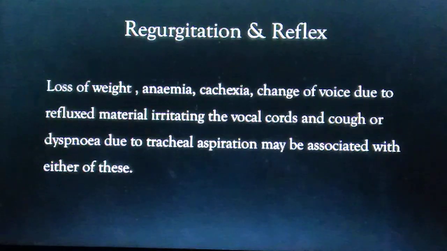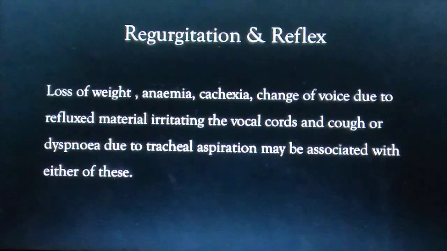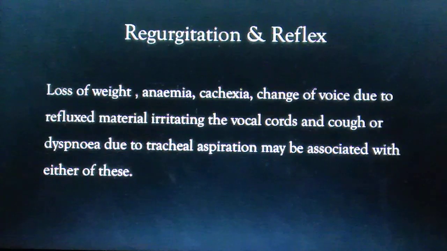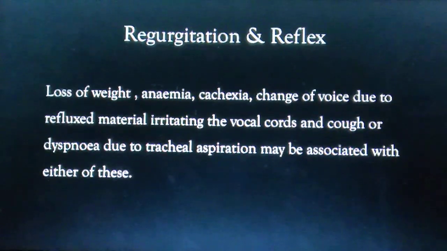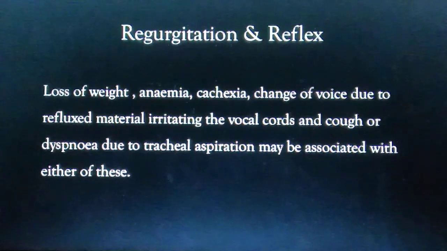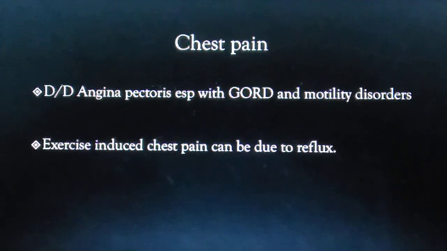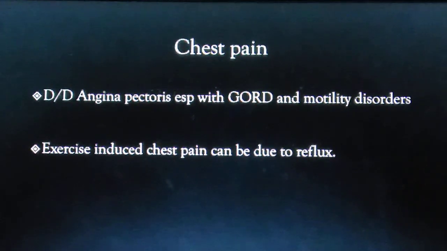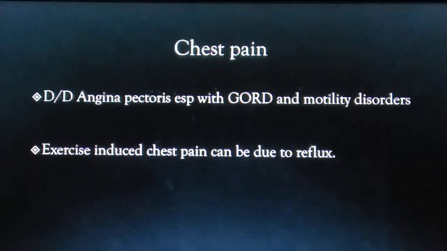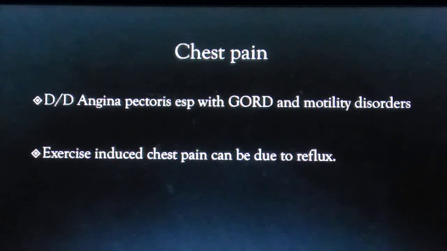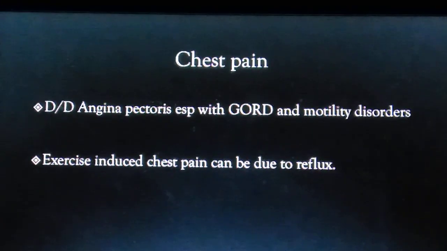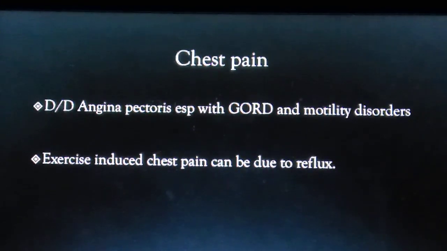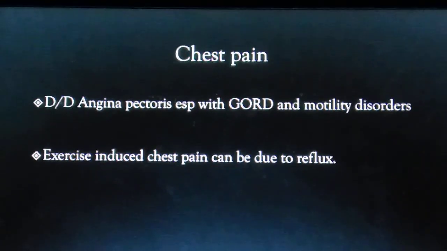Loss of weight, anemia, cachexia, change of voice due to refluxed material irritating the vocal cords, and cough or dyspnea due to tracheal aspiration may be associated with either of these. And finally, the chest pain. The differential diagnosis of this symptomatology is basically angina, and it should be differentiated from gastroesophageal reflux disease and other motility disorders of the esophagus. Sometimes exercise induced chest pain can be due to reflux, and we are just taking it as some cardiac disorder.